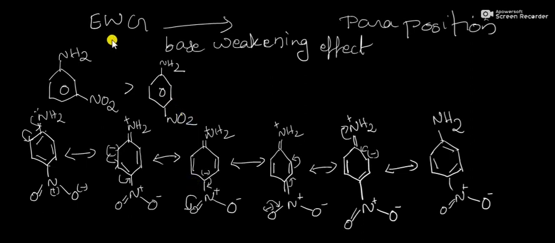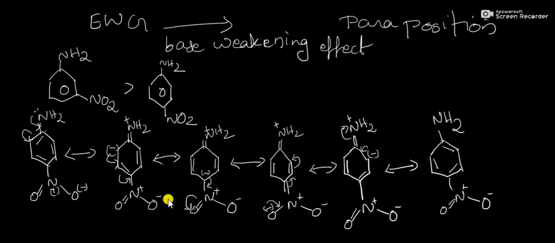Then what about electron withdrawing group present at para position? If the electron withdrawing substituent is present at para position, it will be less basic than meta position. That is, base weakening effect will happen when electron withdrawing substituent is present at para position. That's why meta-nitroaniline is more basic than para-nitroaniline, which can be explained on the basis of resonance structures.